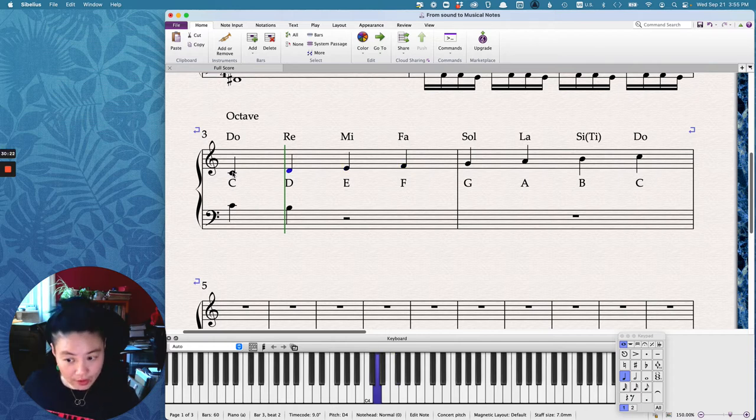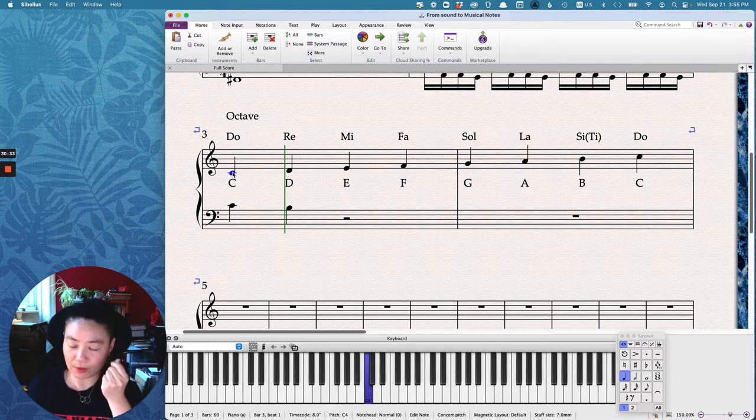So-fa-mi-re! Do! Now, we're going to try to go a little bit ahead of the pitch to see if you can develop a little bit of feeling.